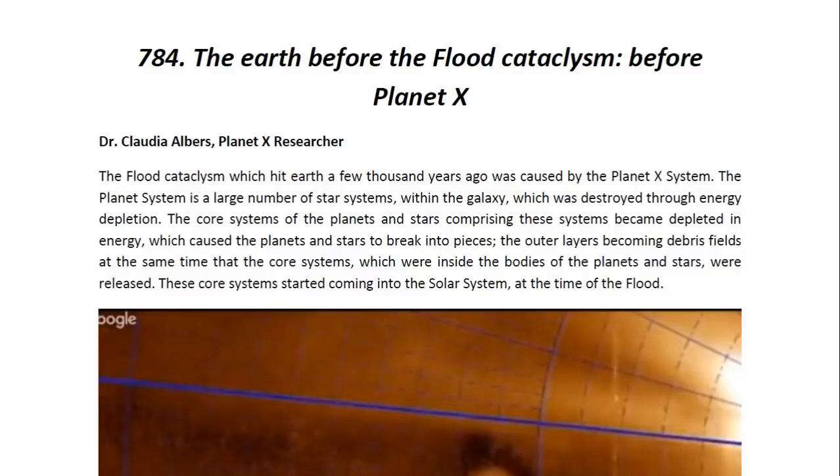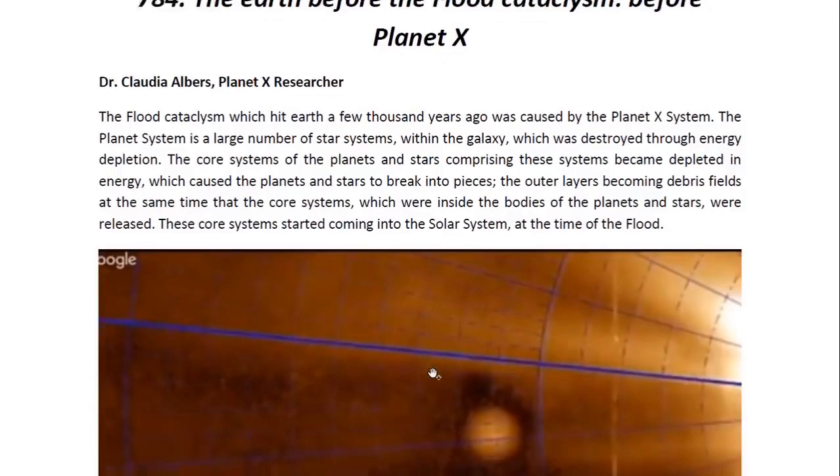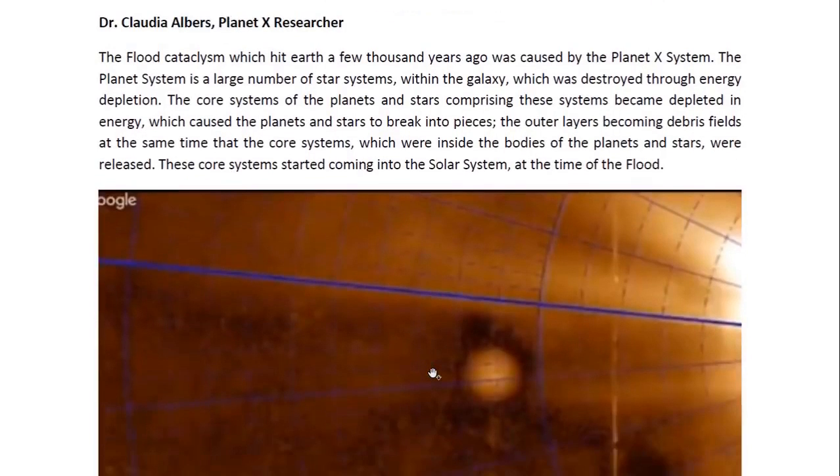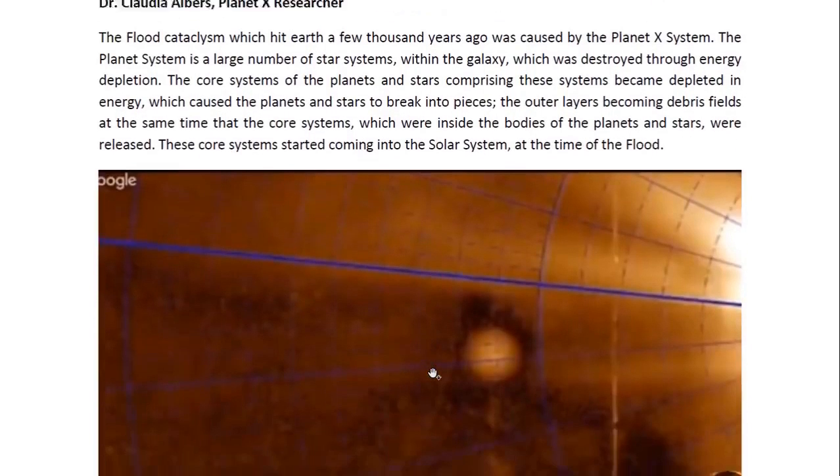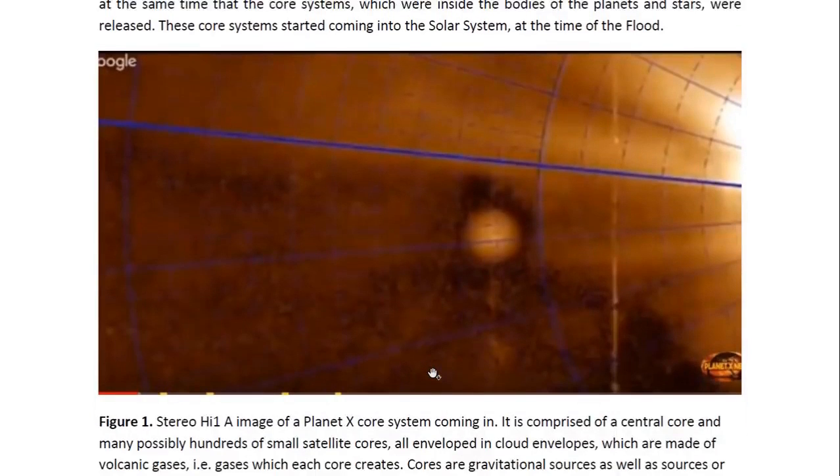The core systems of the planets and stars comprising these systems became depleted in energy, which caused the planets and stars to break into pieces, the outer layers becoming debris fields, at the same time that the core systems which were inside the bodies of the planets and stars were released. These core systems started coming into the solar system at the time of the flood.